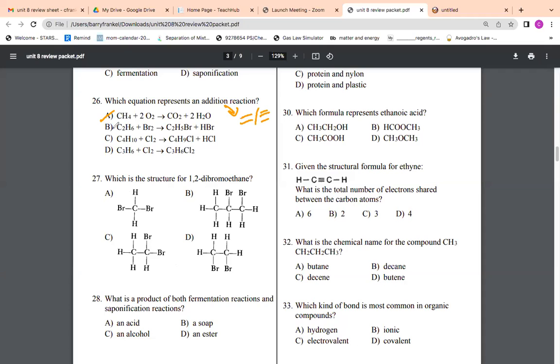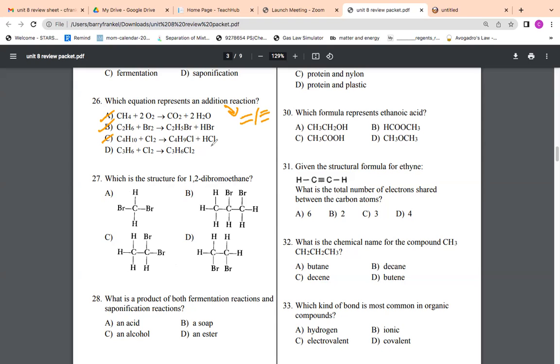So I'm just going to look at the formulas of my little organic compounds here. C2H6, that follows the alkane formula, so that's not it. That's ethane. C4H10, that's butane. That doesn't work. This is propene. C3H6, that has a double bond.